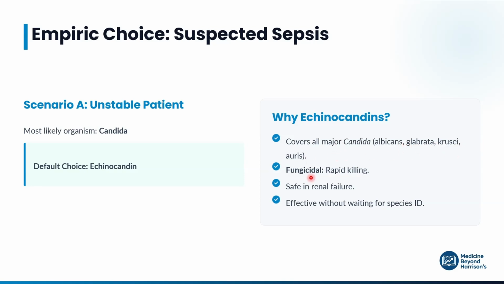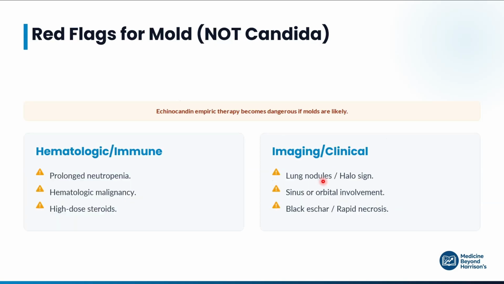And it is fungicidal also, leads to rapid killing, safe in renal failure, and effective without waiting for species identification. So in this case, going for an azole therapy is not appropriate because it is just a fungistatic drug. So red flags for molds and not Candida. So echinocandin empiric therapy becomes dangerous if molds are likely.